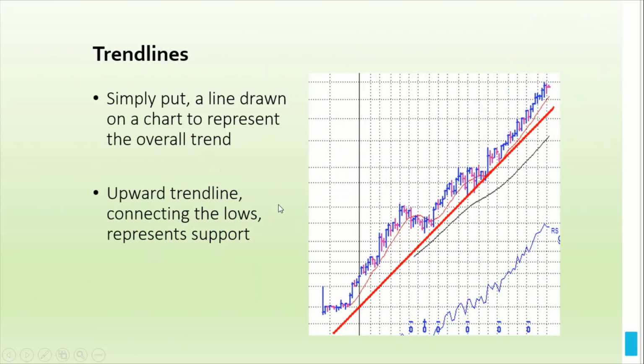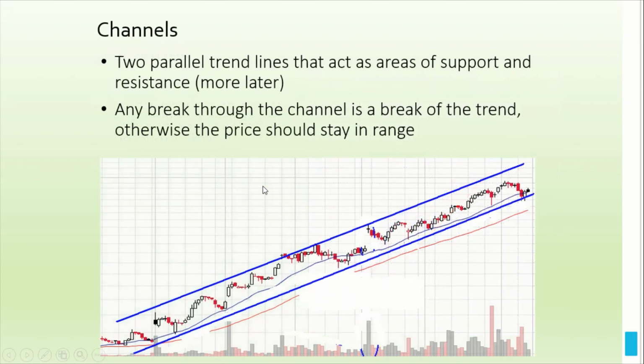So ang mga trend line, mamaya papakita ko kung paano ginagawa ng mga analyst yung trend lines. But they just simply put a line and it represents the overall trend. So upward trend line connecting the lows represents support. Mamaya pag-uusapan natin ano ba yung support. And channels, lalagyan mo lang ng dalawang linya. Channel na ang tawag doon.